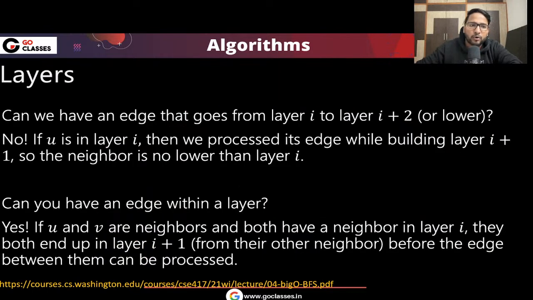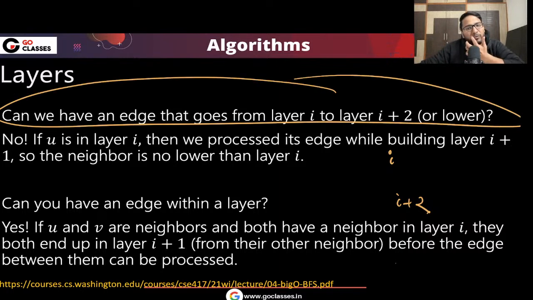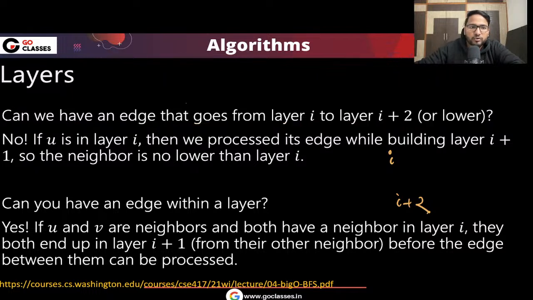Now, let's just see what they have written here. I hope you can see my screen. This is layers. Can we have an edge? This is the question from Washington University. They are saying, can we have an edge that goes from layer i to i plus 2 or lower? Let's suppose this is layer i, this is layer i plus 2. Can we have this edge? They are talking about the forward edge, right? This is not possible. The forward edge is not possible, so the answer is no.